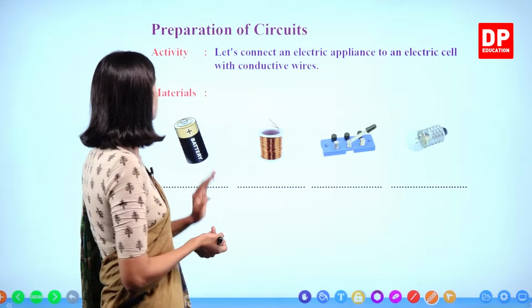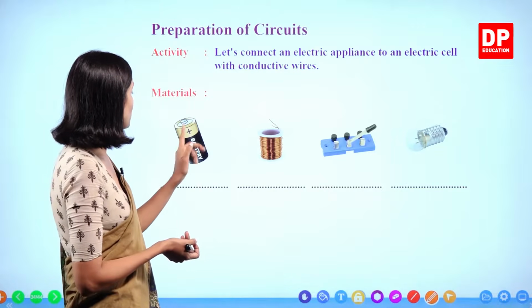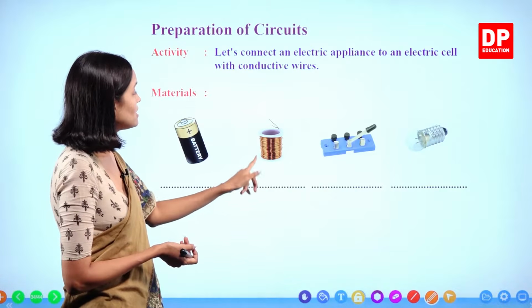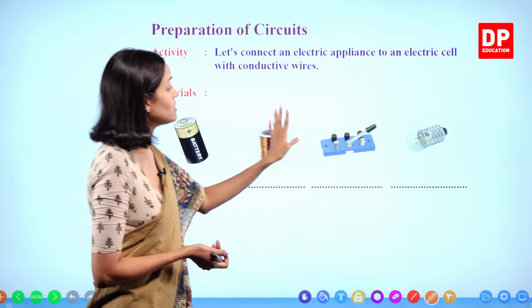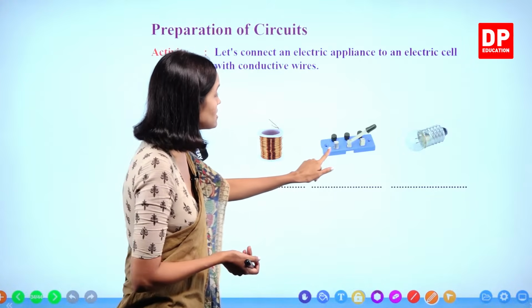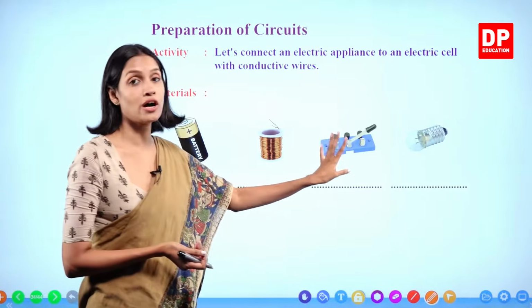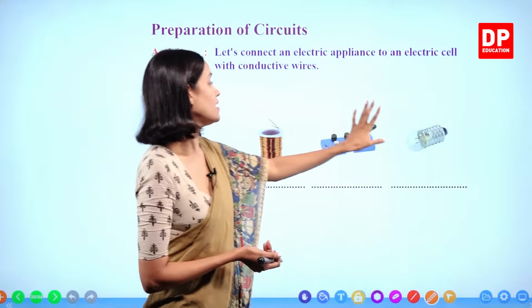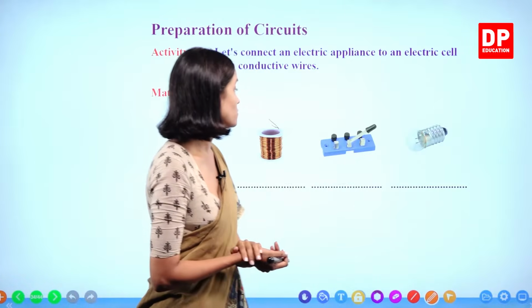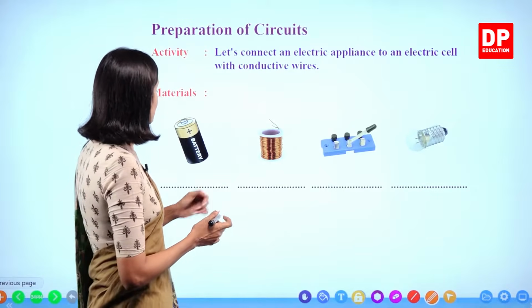Okay. So what are the things we need? We need dry cells and we need conductive wires and we need a switch, right? Now this is a switch. I'll show you how to operate this one. And we need a small bulb. Okay. Right, let's write them first.